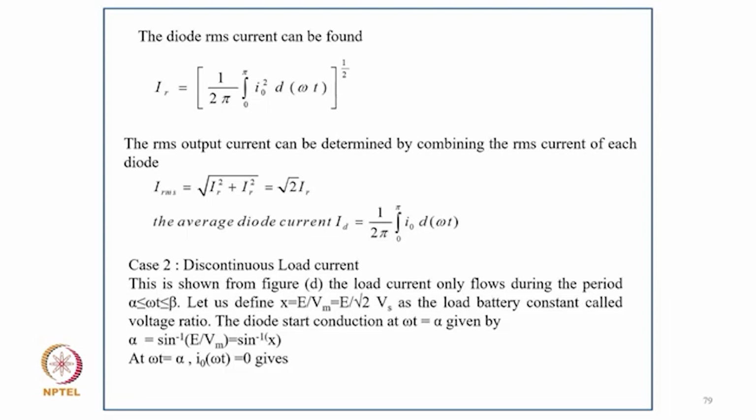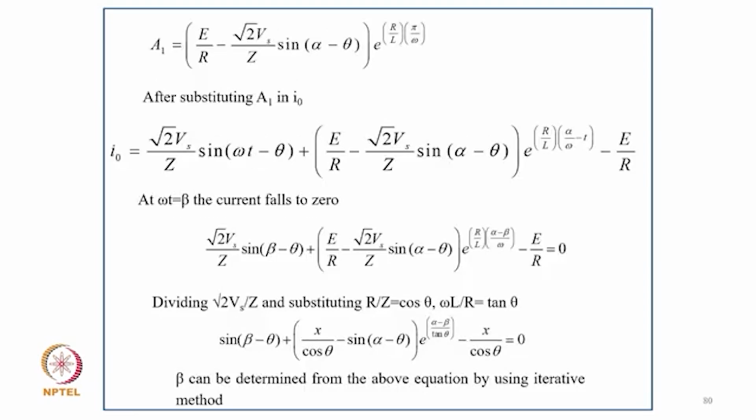Let's define x equal to E upon Vm, that is E upon root 2 Vs, the voltage ratio of the load supply battery constant. The diode starts conducting at omega t equal to alpha, where alpha equals sin inverse of E upon Vm, that is sin inverse x. At omega t equal to alpha, I0 equals 0, which gives A1 equal to (E upon R minus root 2 Vs upon Z into sin alpha minus theta) into e to power R upon L into pi upon omega.